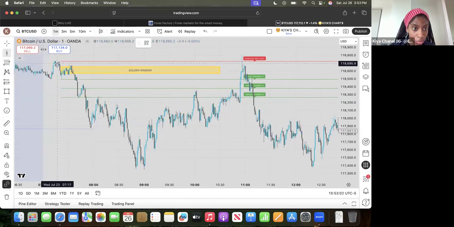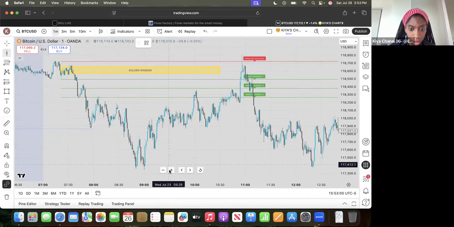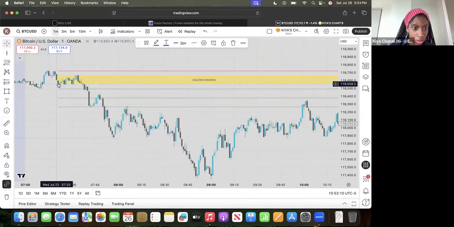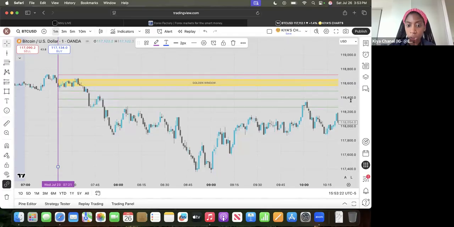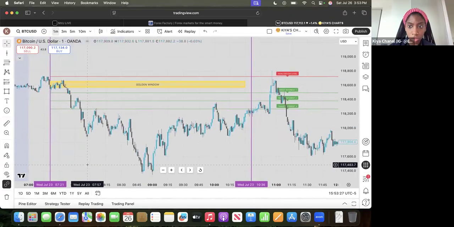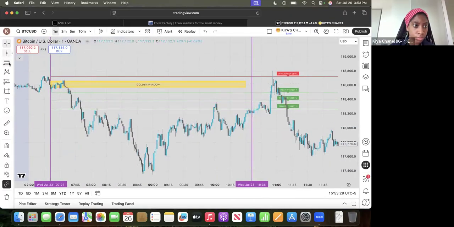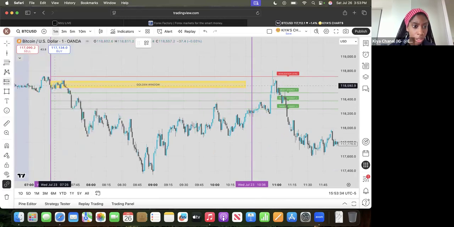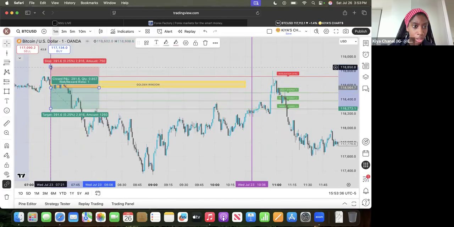So let me zoom in a little bit more. So this candle right here, you would have wanted to wait for it to close on the 1 minute. Once it closed, you would have got into the market for a sale on Bitcoin. And let's say you got in right here.